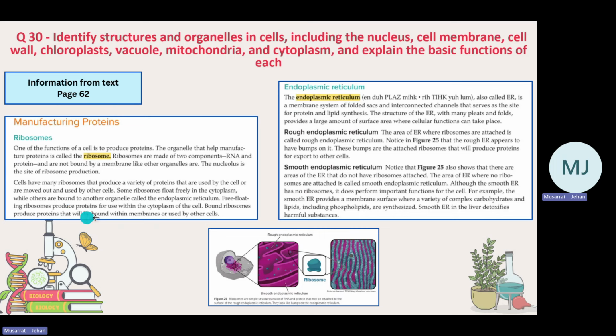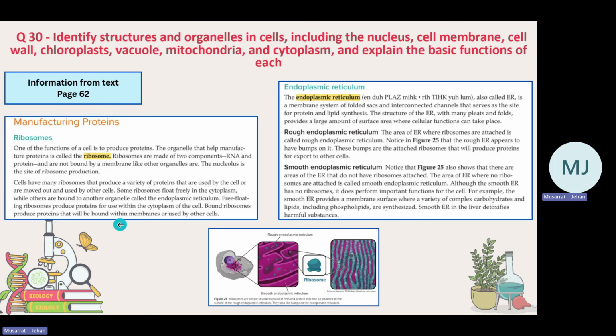Free-floating ribosomes produce proteins for use within the cytoplasm. So those that are floating freely make proteins which the cytoplasm uses. And the ones bound to the endoplasmic reticulum produce proteins that will be used by other cells. Do you understand that? Free-floating ribosomes produce proteins which are used by the cell cytoplasm.